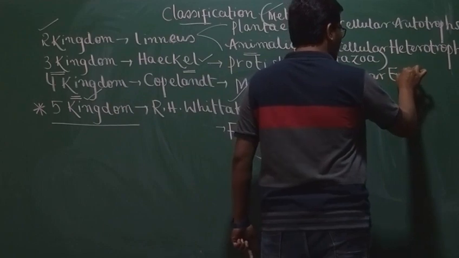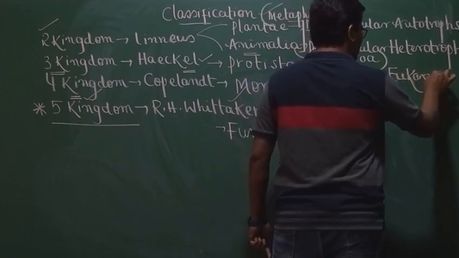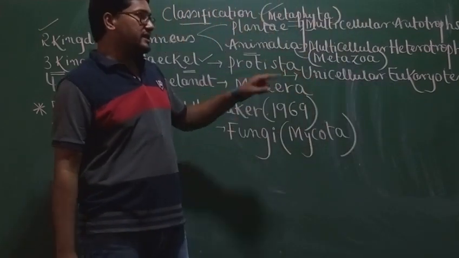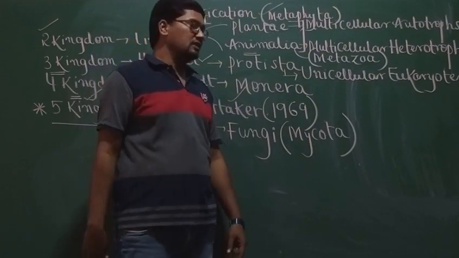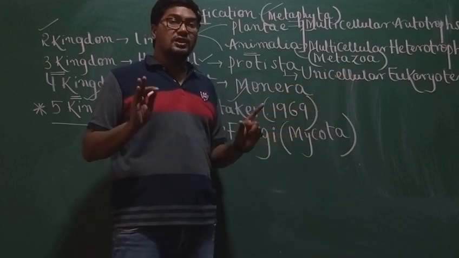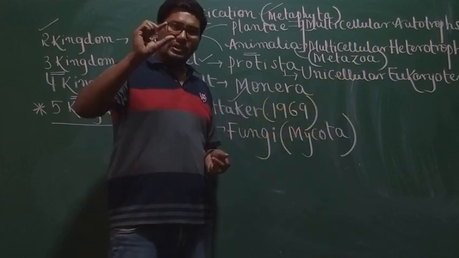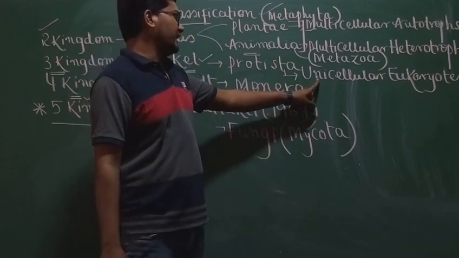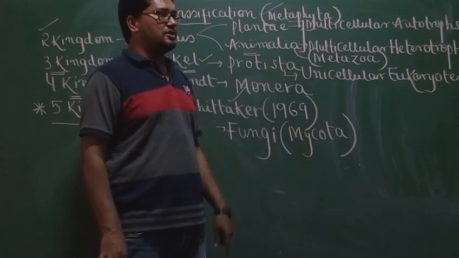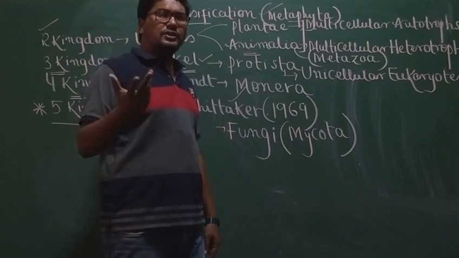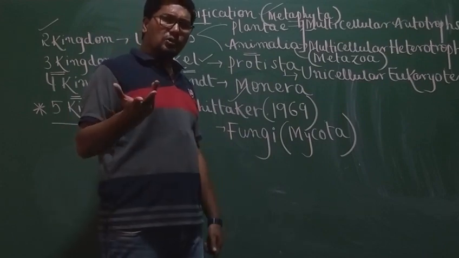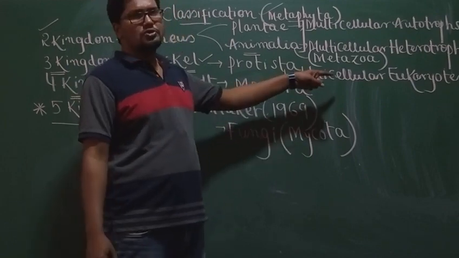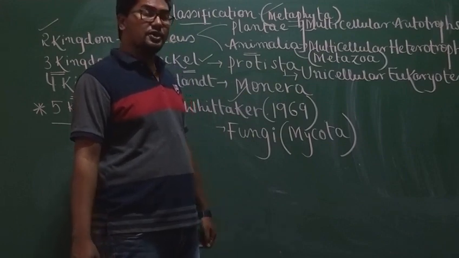Unicellular eukaryotes. Their entire body should be made up of a single cell, and they must possess a true nucleus or a distinct nucleus, that is, nuclear material should be covered by a nuclear membrane. So Protista is the kingdom of unicellular eukaryotes. We can consider unicellular algae and protozoans as unicellular eukaryotes. The best example for Protista is protozoans, because they are unicellular eukaryotes.